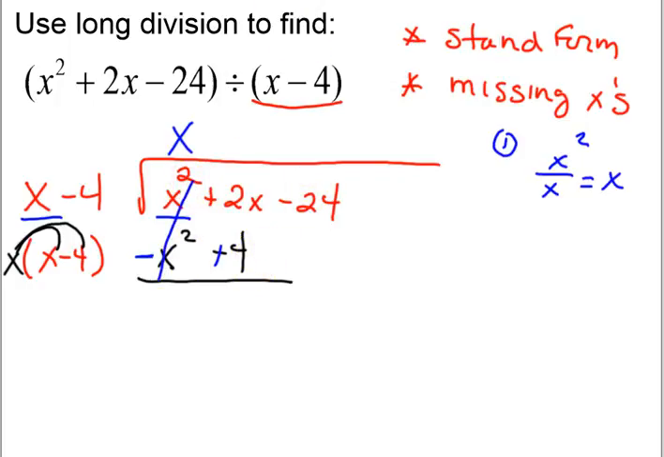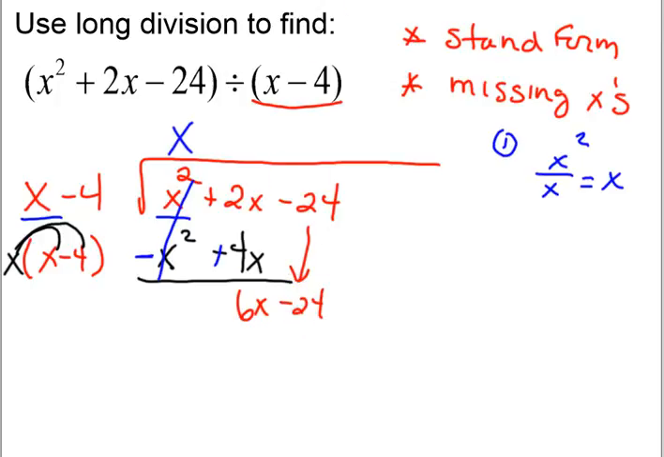Whoops, I should have written an x here, shouldn't I? Somebody caught that? Jacob, thank you. So 2x plus 4x gives me a 6x. And then I drop my minus 24 down.